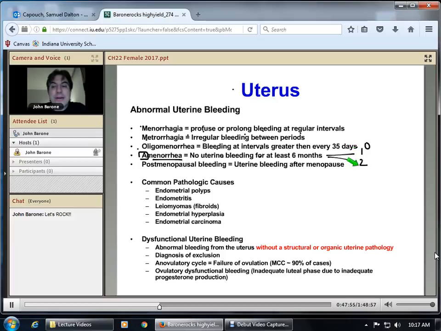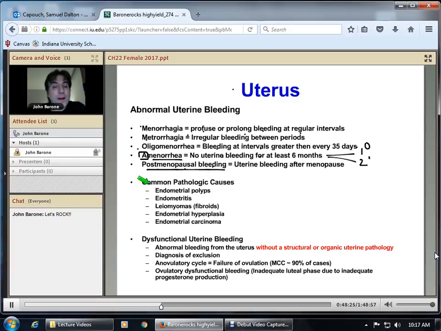Now, secondary amenorrhea means I've been cycling and then I stopped for 6 months. I haven't had a cycle for 6 months. Most common cause? Pregnancy. Always get a pregnancy test. Quick. Pregnancy test. Now, always abnormal: you shouldn't bleed after menopause. Post-menopausal bleeding, gotta look for uterine pathology. You shouldn't be bleeding at that point.